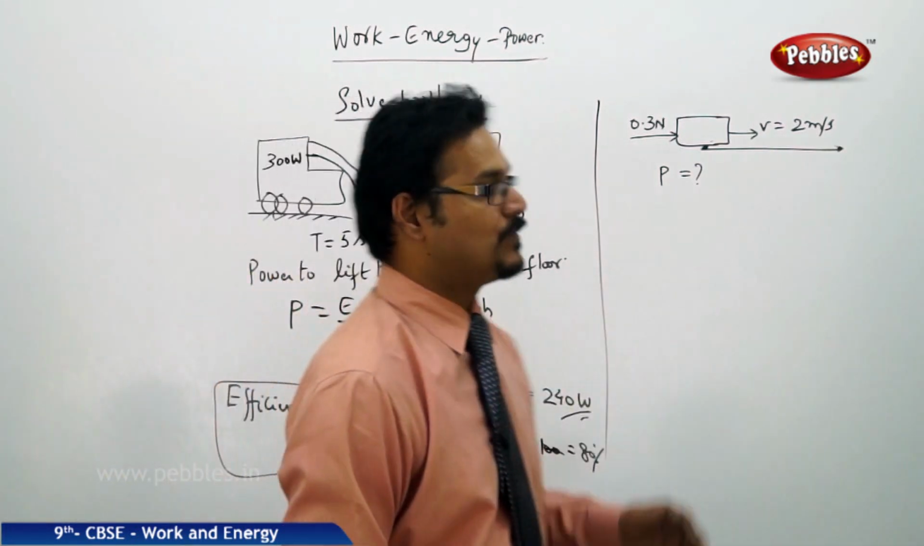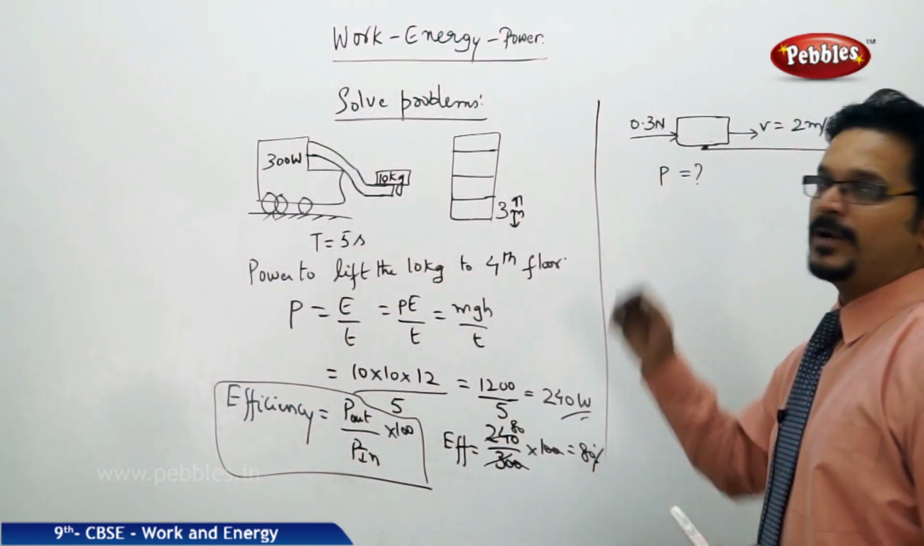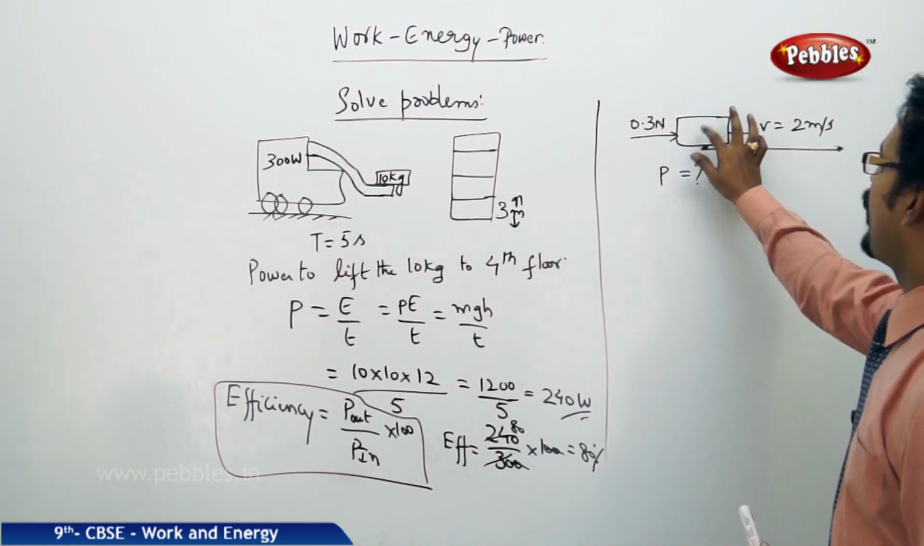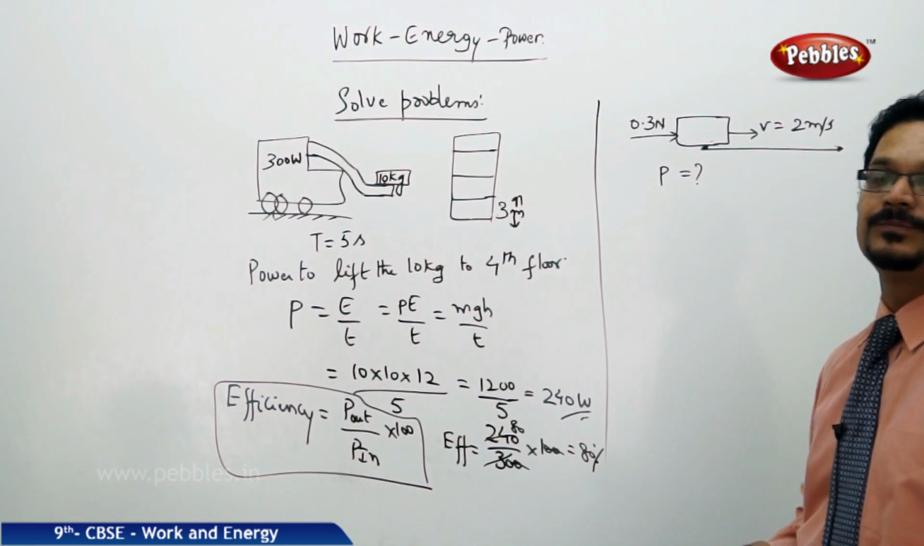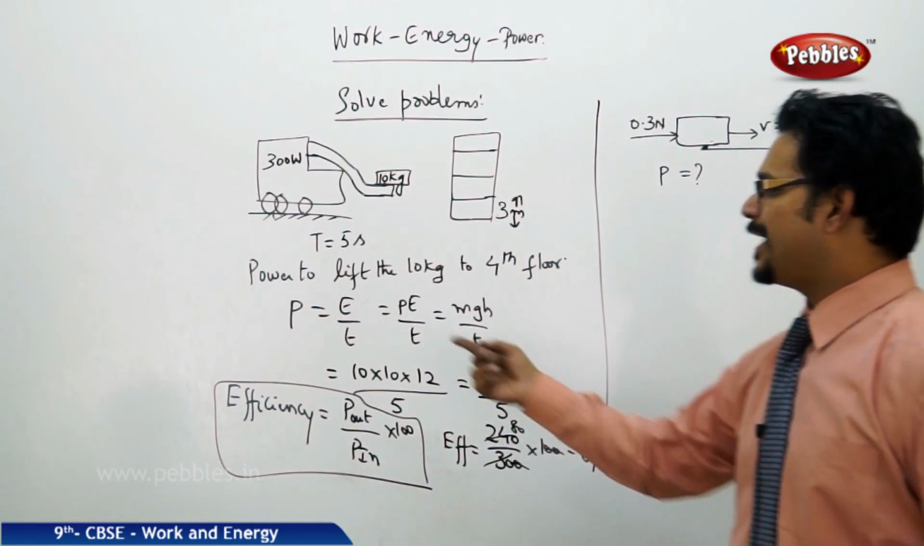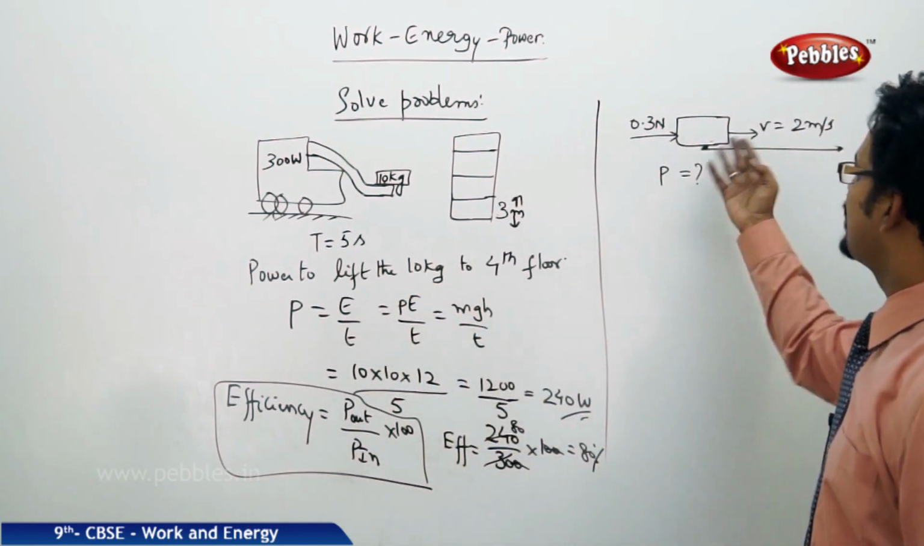Correct. The next one. You have applied 0.3 newtons of force on a block, and the block moves with a velocity of 2 meters per second. What is the power? The power formula is energy by time. But where is the energy? Energy is not given.